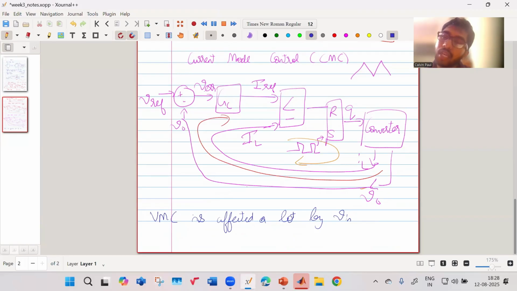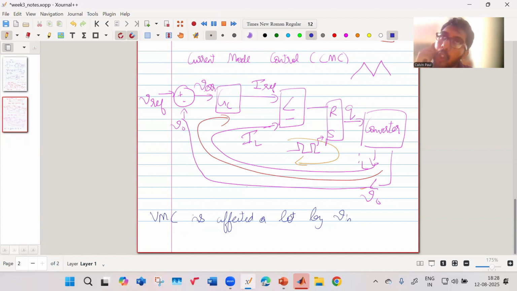But in case of current mode control, it is not as sensitive to input voltage fluctuations as voltage mode control. Because in current mode control, the inductor current is dependent on your input voltage. So if your input voltage changes, your inductor current shape also changes. And that change in shape of the inductor current helps you to reject that disturbance in your input voltage. So that's an advantage of current mode control.